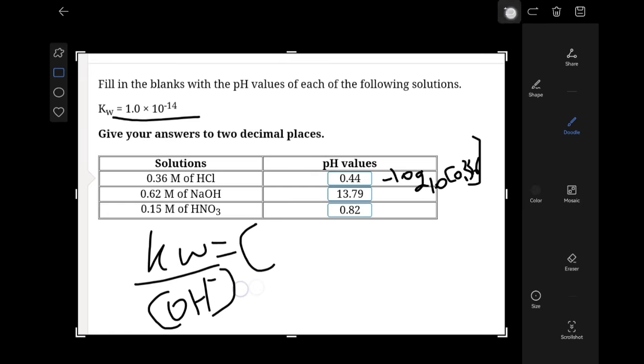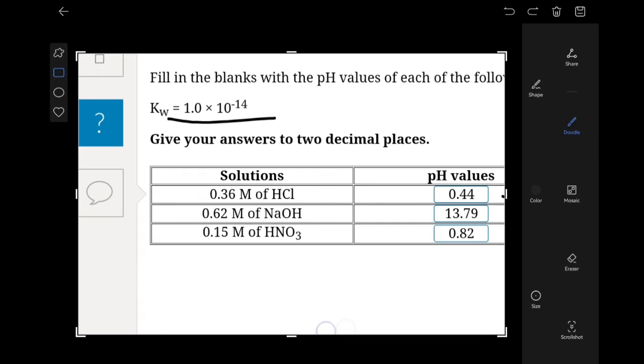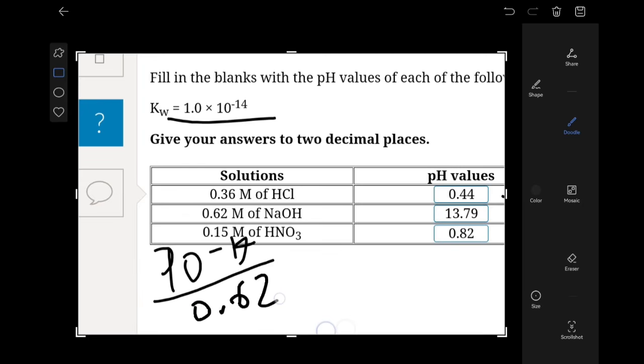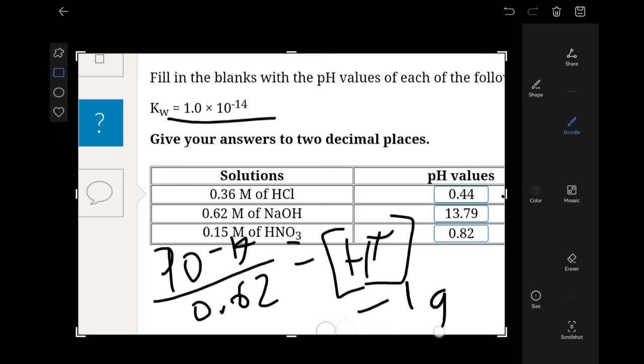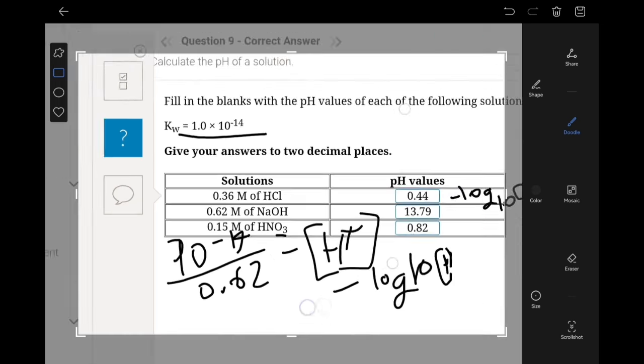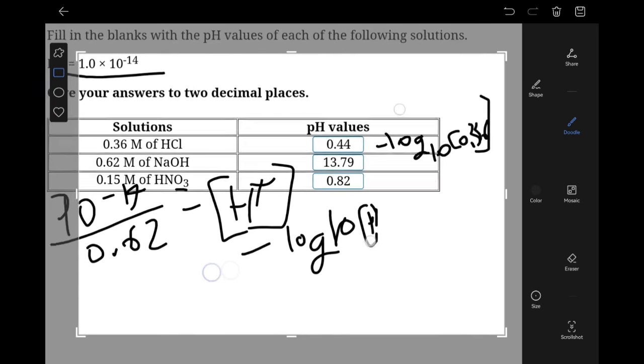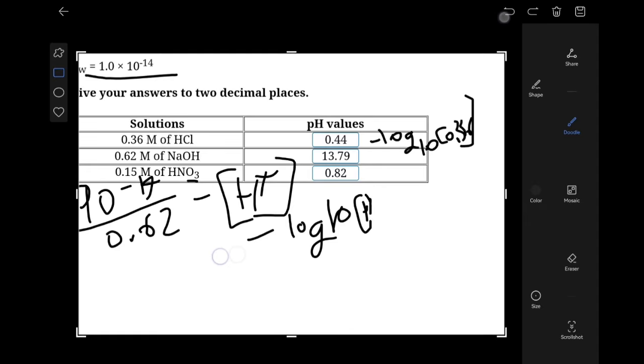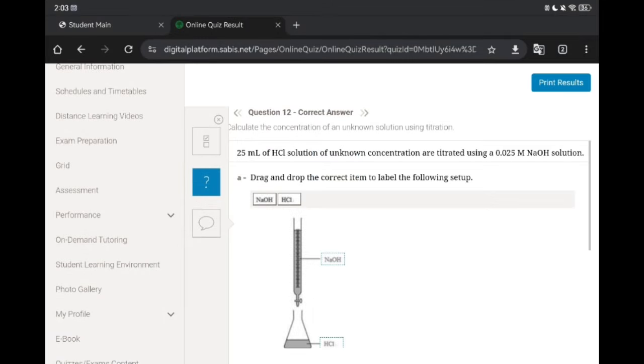So then you do 10 to the negative 14 over 0.62. You get the concentration of H plus, and then you just put it into the negative log 10. And then you get it. And then the last one is the exact same as the first one, so it's negative log 10 0.15. How's that? I'm going to be continuing 3.5 from last time because it lagged a lot.